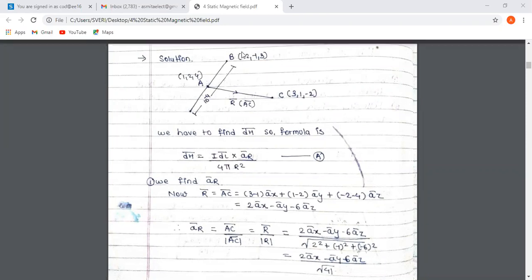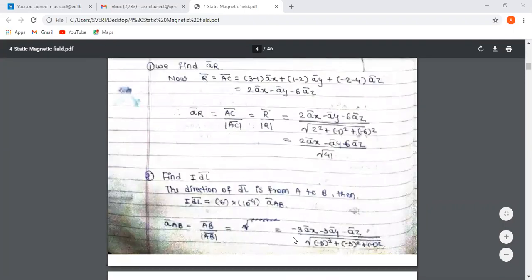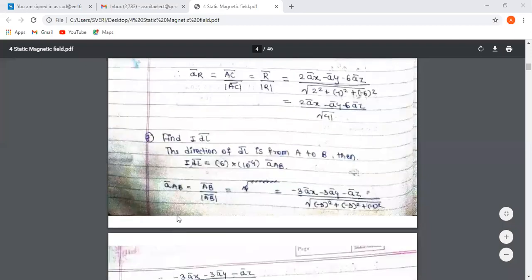Now if you see the filament, this filament is from point a to b, and the total length is 10 raised to minus 4 meter, but you have to give the direction. Now what will be the direction? The direction will be from point a to b. Therefore we have to find the unit vector in the direction of ab, and that unit vector a bar ab is equal to ab bar upon mod of ab.